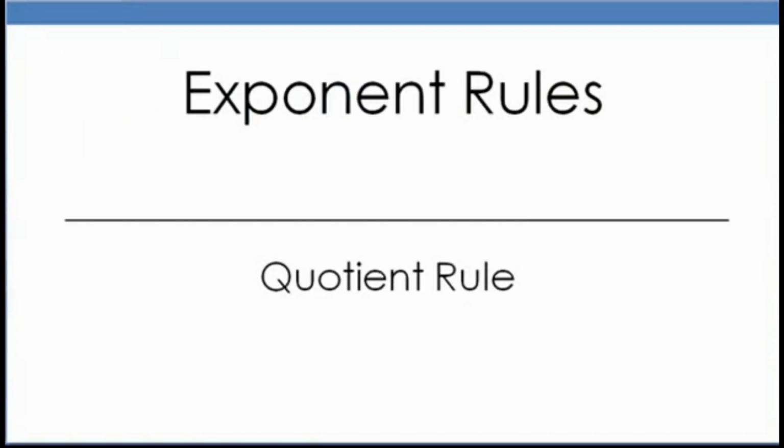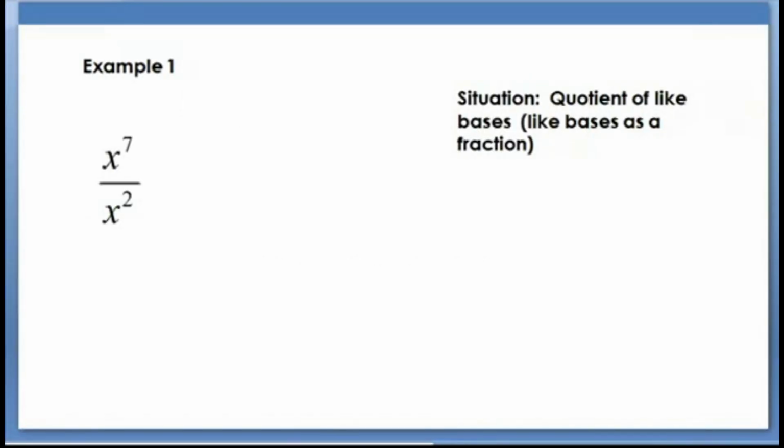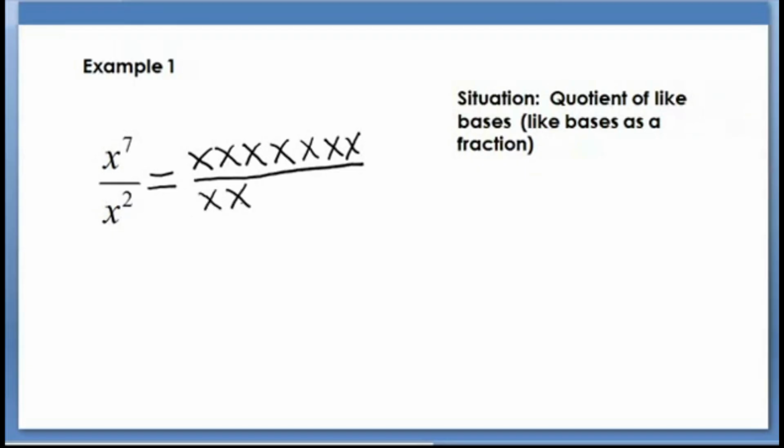Exponent rules. The quotient rule, also known as like bases as a fraction. For this problem, we're going to try to figure out the rule when we have like bases as a fraction or a quotient. So we'll write it out. X to the 7th means that we have 7 x's. 1, 2, 3, 4, 5, 6, 7 on the numerator. And x squared means that we have 2 x's on the denominator.